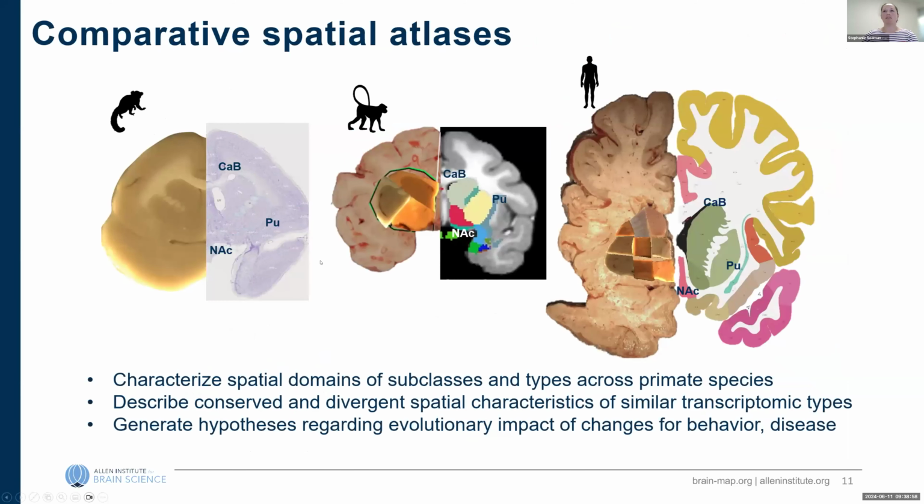And so these are just our initial findings, and we're excited to continue to look at cell types in their spatial context across these three species, not only in the basal ganglia, but brain-wide, and use this to characterize spatial domains of cell types across these species, explore conserved and divergent characteristics of these cell types, and ultimately use that to generate hypotheses about evolution and how this could be implicated in behavior and disease.